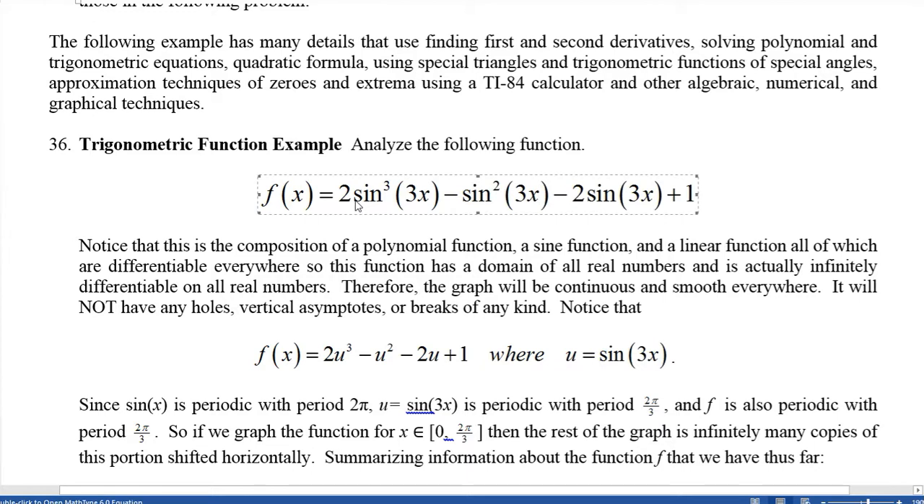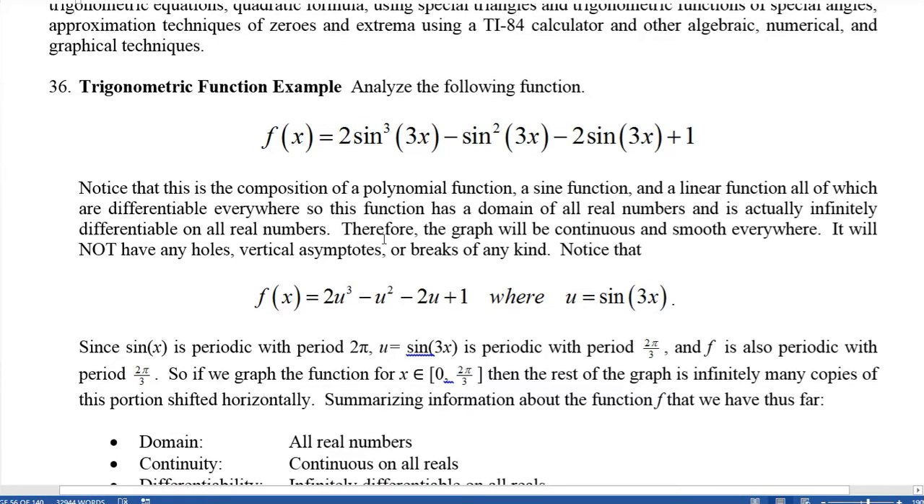So here's the function that we want to look at. f(x) = 2 sin³(3x) − sin²(3x) − 2 sin(3x) + 1. Now notice you can think of this as composing things. We start by taking the x and multiplying by 3 in each case. So we take that linear function 3x, and then we apply the sine function to that, and then we take sine of 3x and plug it into a polynomial function, and we get this. Now, since all of those things, linear function, sine function, polynomial function, have domain all reals, and they're differentiable for all reals, we know that this function is going to be differentiable everywhere.